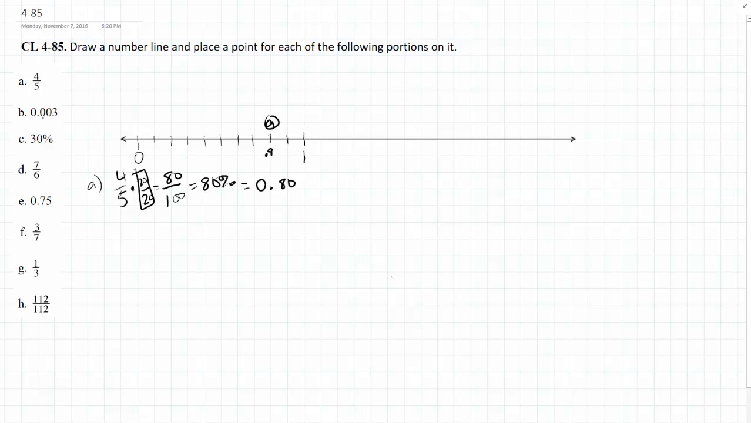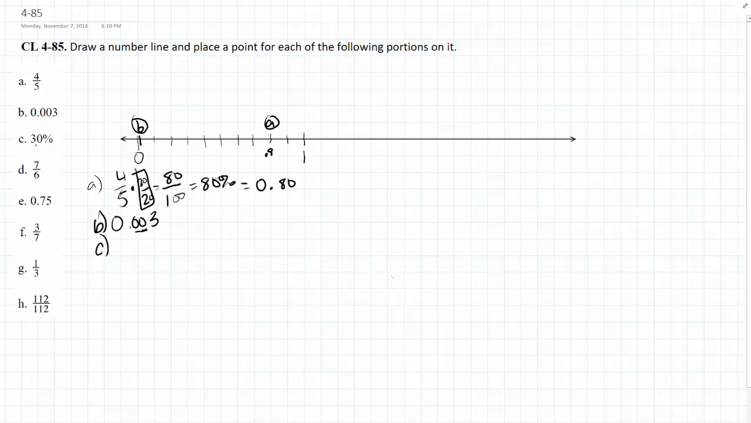For B, I think B is pretty simple. We look here at the tenths. Let me actually write the number down. We have 0 and 3 thousandths. There's no tenths value, there's not even hundredths. So 3 thousandths is going to be very, very close to 0. So we can safely say that B goes here.